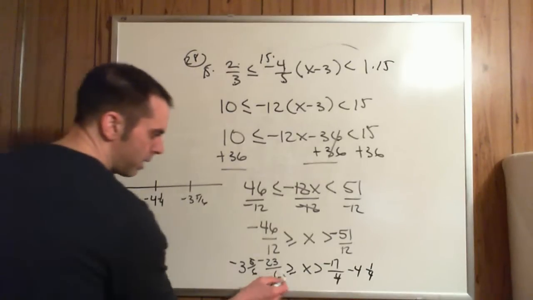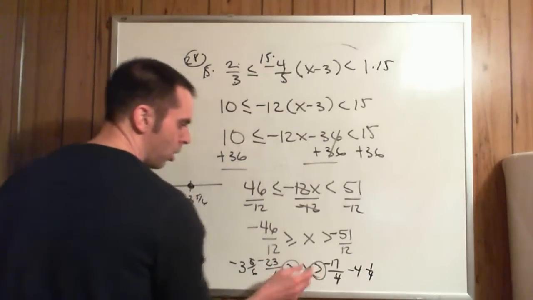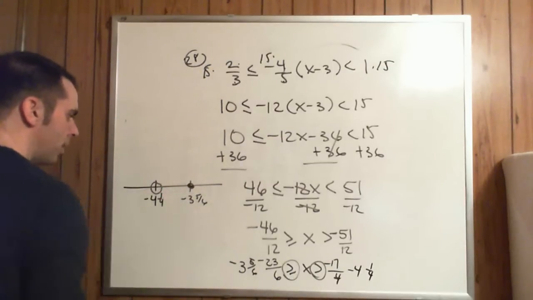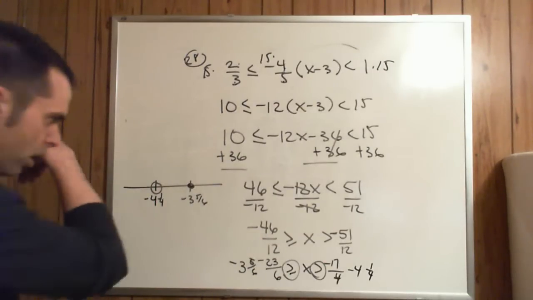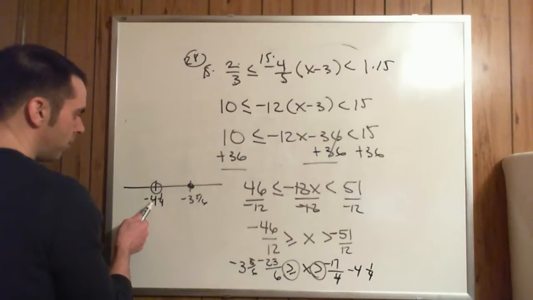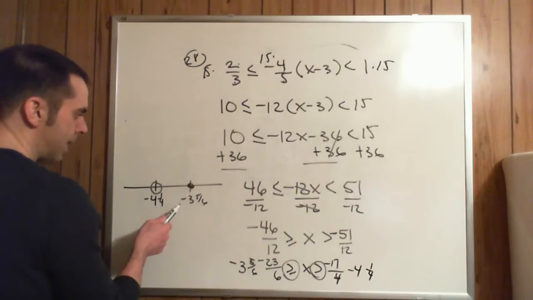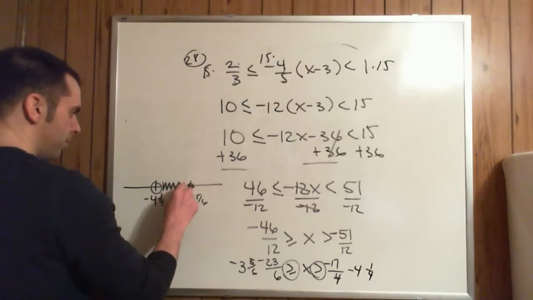Because this one has the equal to, this one gets the closed circle, and this one's just an open circle because it's just the greater than symbol. And these would be the numbers that are greater than or equal to negative 4 and 1/4 and less than or equal to negative 3 and 5/6, right in between.